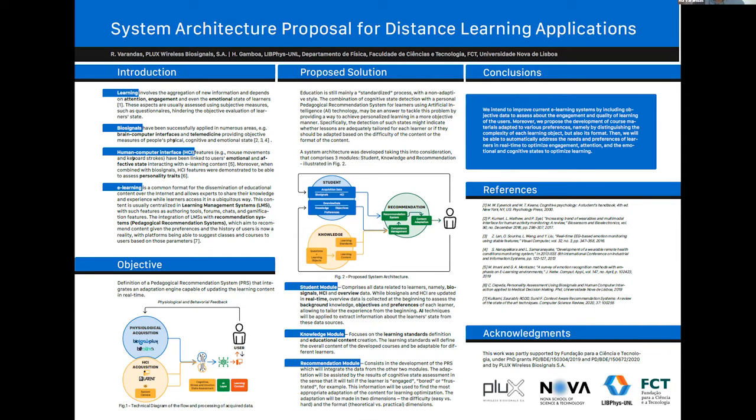The proposed system will be composed of three modules here in the center, the student, the knowledge, and the recommendation module. The student module comprises all data related to learners, namely the biosignals, the human-computer interaction data, and also the overview data. While biosignals and human-computer interaction are updated in real time, overview data is collected at the beginning to assess the background knowledge, preferences, and objectives of each learner, allowing to tailor the experience from the beginning.